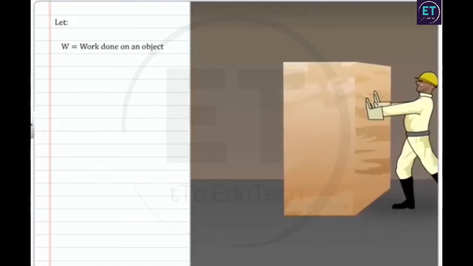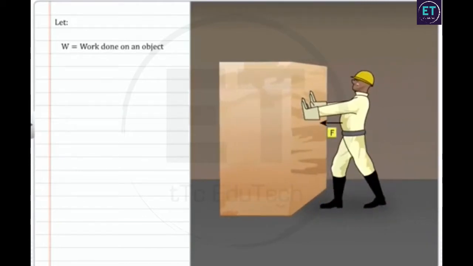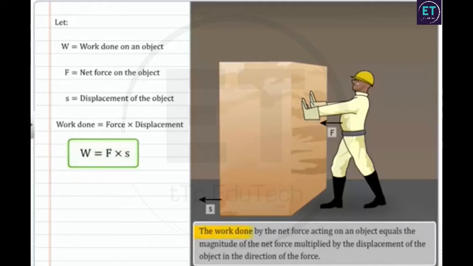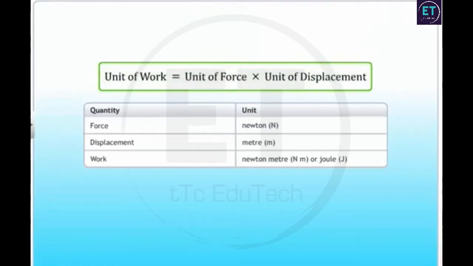Thus, the angle between the two directions is 180 degrees. Let the work done be W. The force acting on an object be F. And the displacement of the object be S. The work done is the product of force and displacement. Thus, the work done by the net force acting on an object equals the magnitude of the net force multiplied by the displacement of the object in the direction of the force. The unit of work is the product of the unit of force and the unit of displacement.